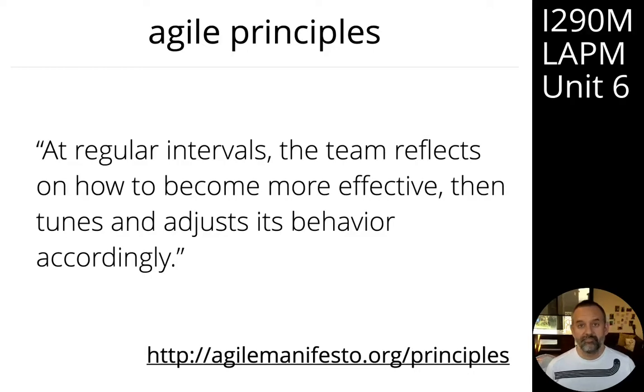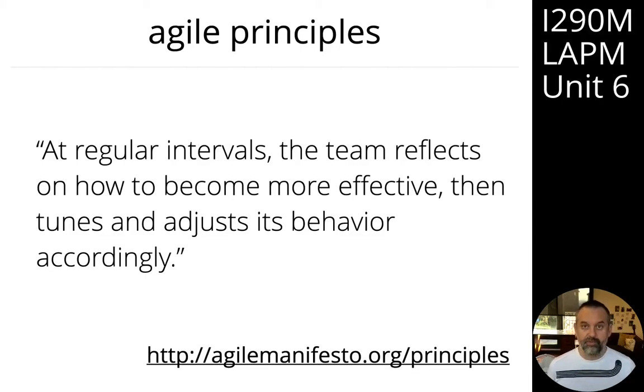We'll end this unit by discussing a very important team ritual and practice, which is used in every Agile method and outside of Agile as well. It's called the retrospective, and this practice is mentioned in the Agile principles. At regular intervals, the team reflects on how to become more effective, then tunes and adjusts its behaviour accordingly.